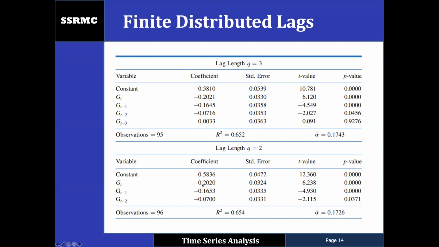Based on this regression output, we can remove G_{t-3} because it's not significant. So after removing G_{t-3}, we have this new regression model, and its lag length is q equals 2 instead of 3. And you may notice that all independent variables are significant at the 5% level, and R square actually didn't drop, because I use just R square here. So that's the output of a finite distributed lags model using this example.